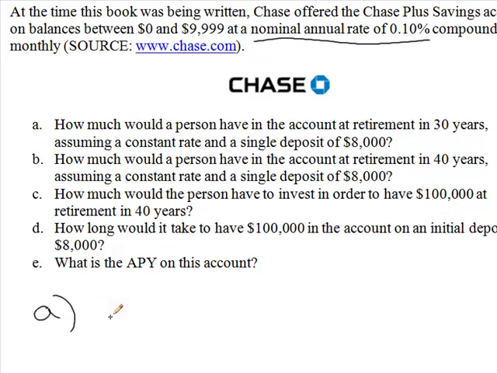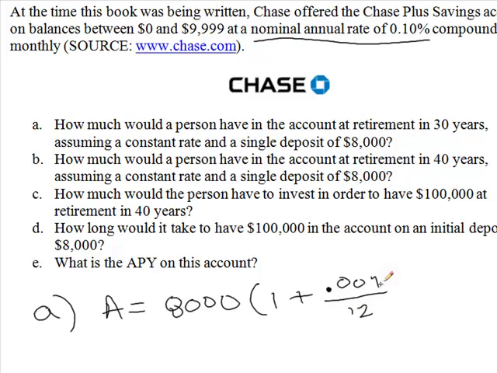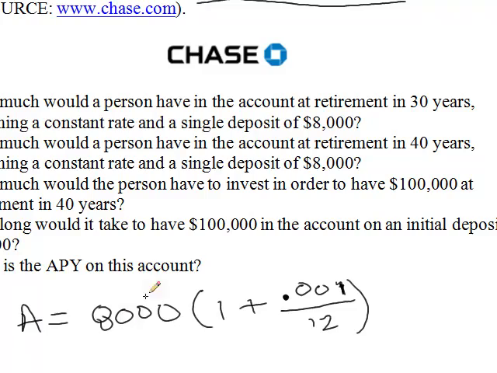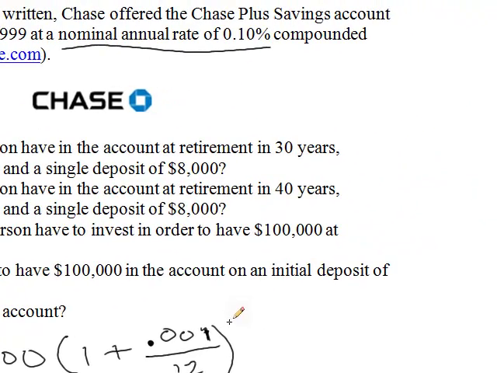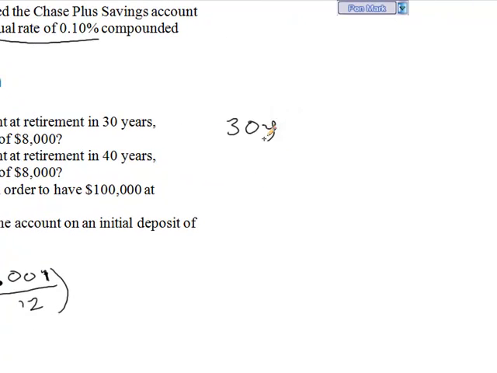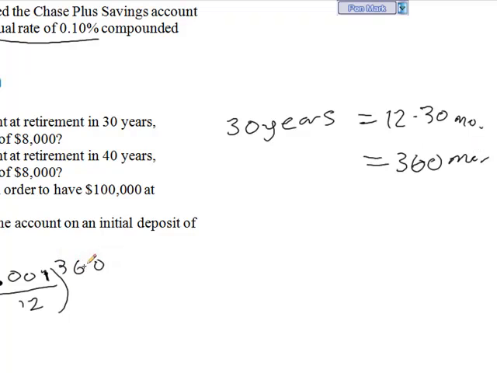We could go one of two ways. Formulaically, we know that this is going to be 8,000 times 1 plus the effective rate, or the periodic interest rate, which is the percentage written as a decimal, which this one would be 0.001. This is compounded monthly, so we have to divide that into 12 chunks. And now we're going to be doing this for 30 years. Well, how many months are there in 30 years? 30 years equals 12 times 30 months, which is going to be 360. So 360 months later, we're going to find out what we have.